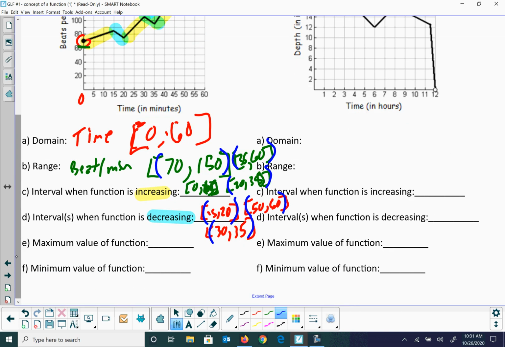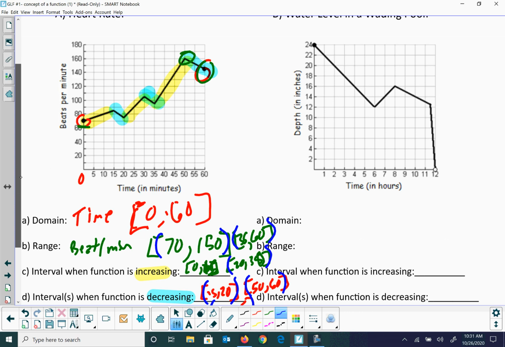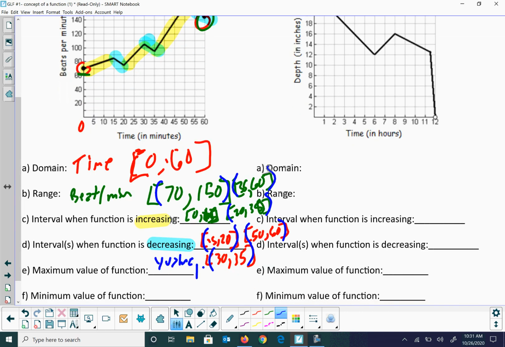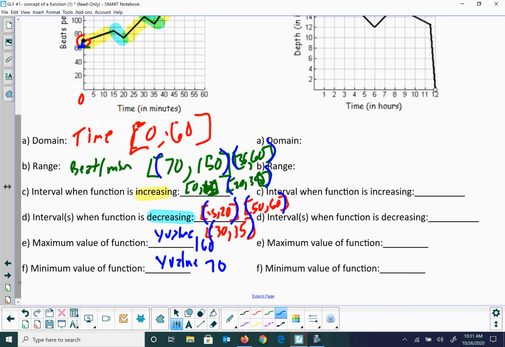So the maximum value of our function is the highest y value. So the maximum is going to be at 160. And the minimum value is the lowest point on the graph. So we have it here. And that looks like a little bit above it. And that's a little above it. So this is going to be still a y value. But it's my lowest y value, which in this case it looks like it's going to be 70. Okay. And we're going to take a look at the next graph and see where that goes as well.